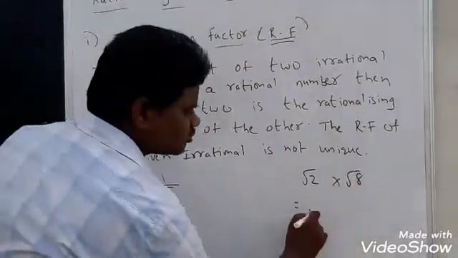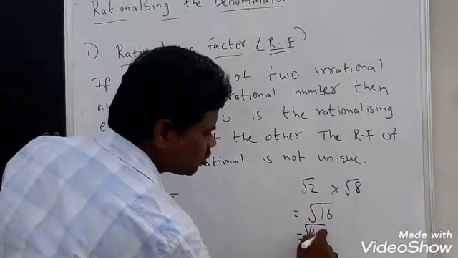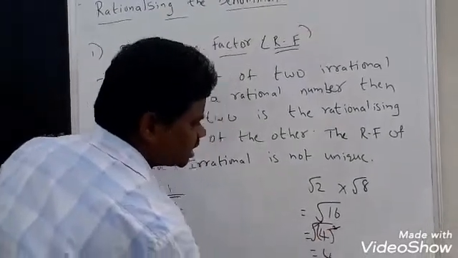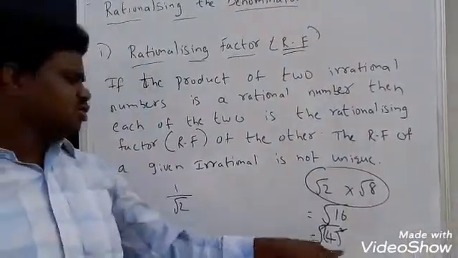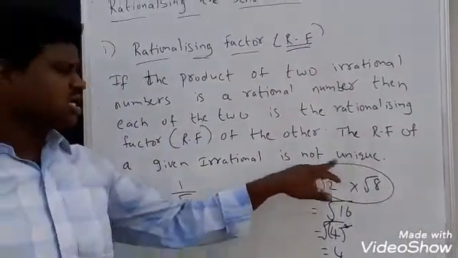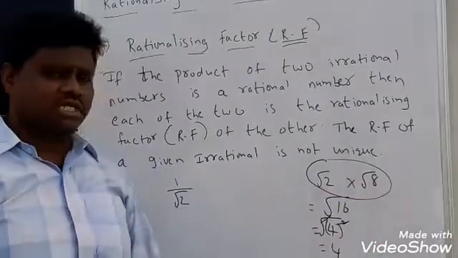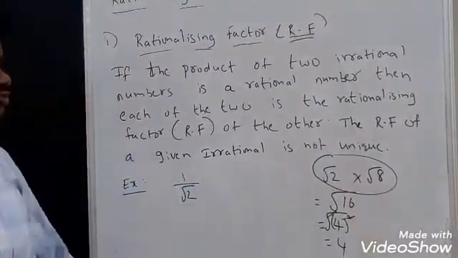For example, take root 2 into root 8. Root 2 into root 8 is equal to root 16. That means root 16 is equal to root of 4 whole square, that is 4. Multiplying root 2 and root 8, you get the answer 4. That means root 2 is the rationalizing factor of root 8, and also root 8 is the rationalizing factor of root 2.